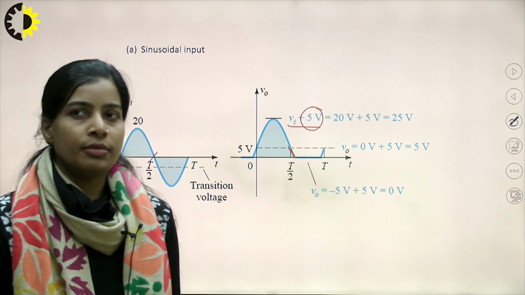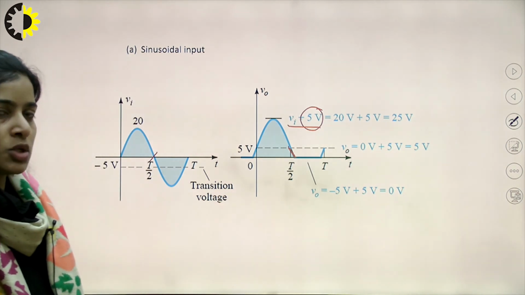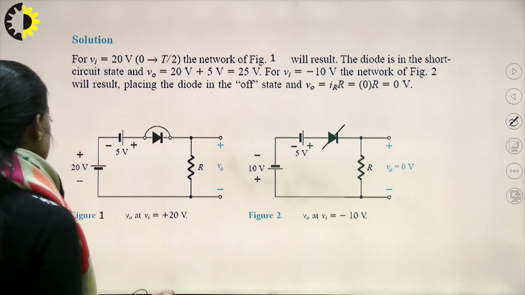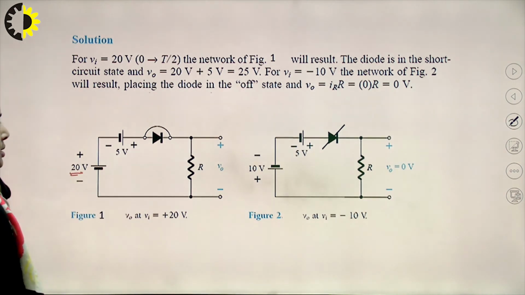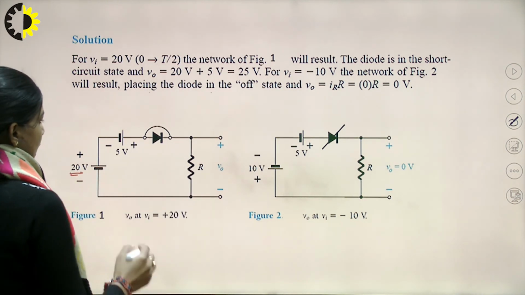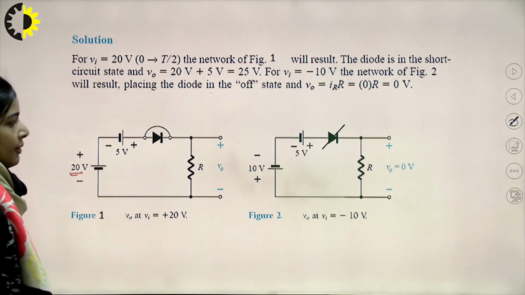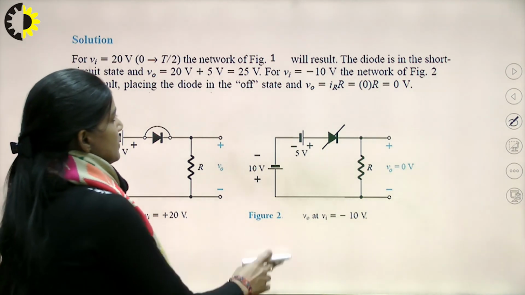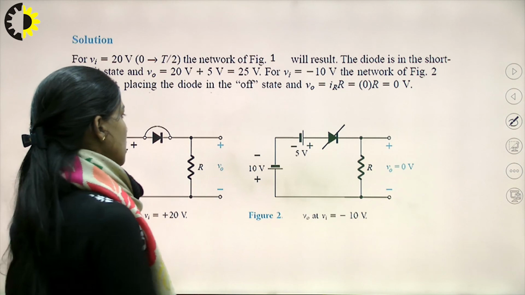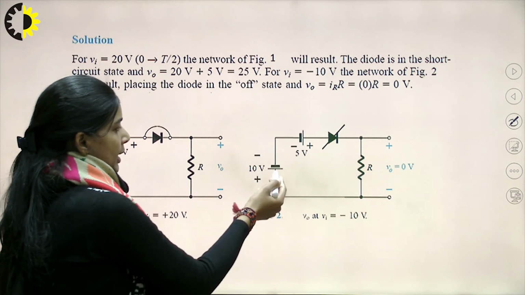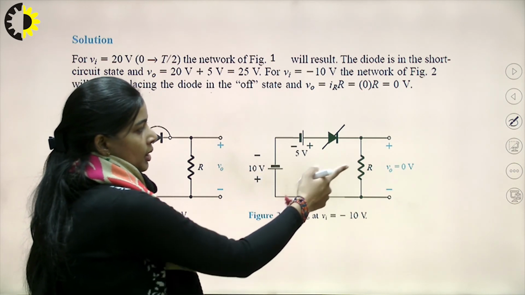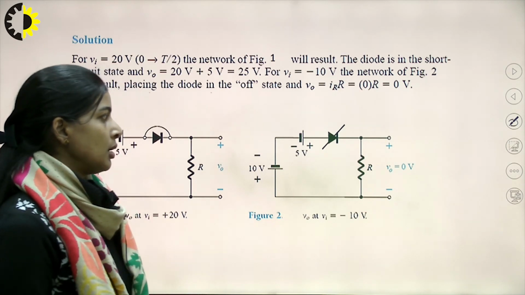So, what will happen if we apply the given square wave? For the given square wave, for the positive cycle the magnitude is given as 20 volts. For the 20 volts the diode will be short circuited and the output will be 20 plus 5, that is 25. For the negative cycle we have 10 volts of magnitude given in the question. So, that is minus 10. Here we get plus to minus, so it will be minus 10 plus 5 that will appear across this resistance.